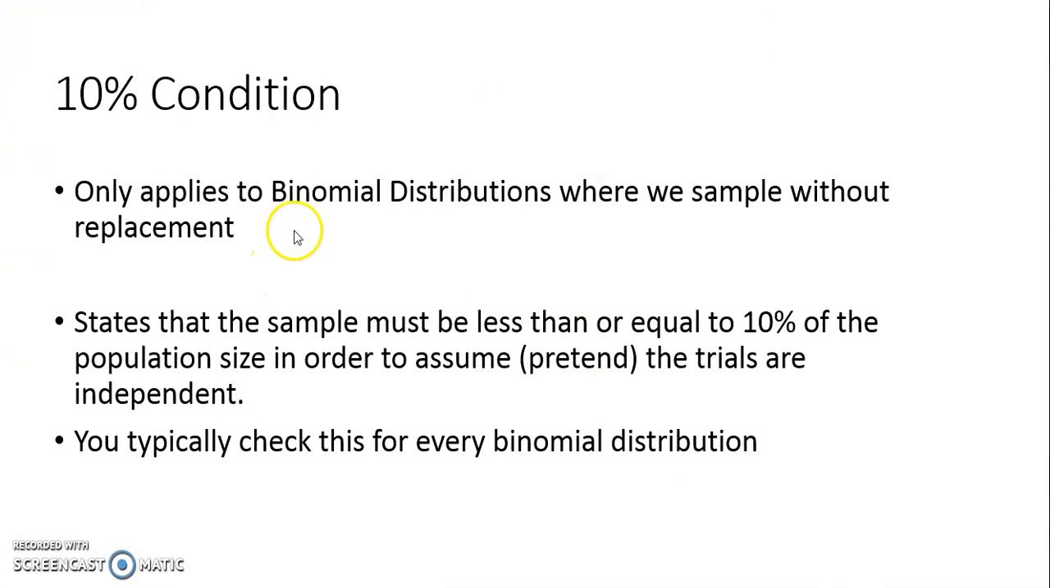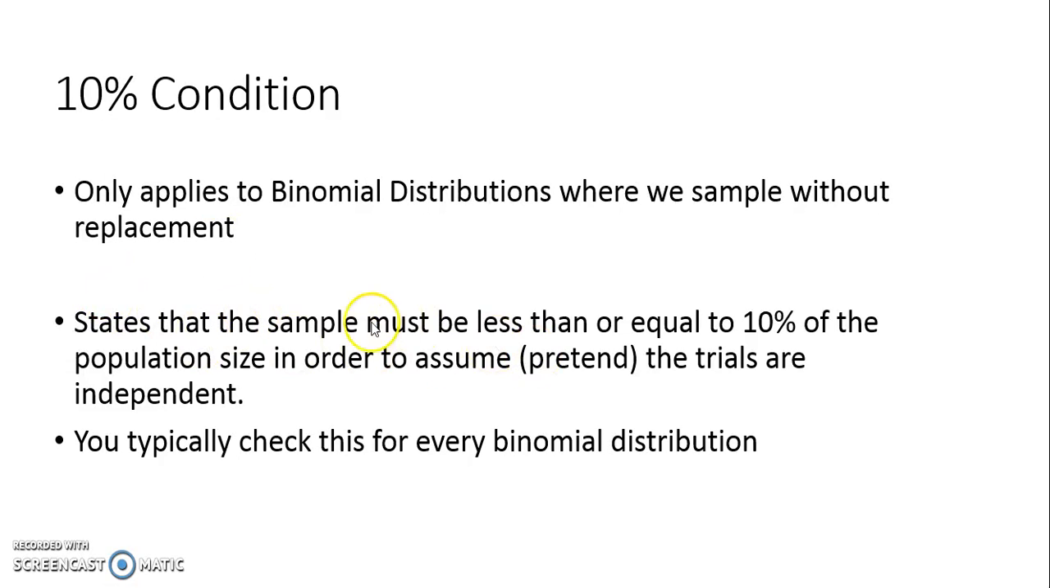So kind of keeping that in mind, the 10% condition only applies to binomial distributions. If we wanted to try to do it with geometric, it doesn't make sense because we don't have that set number of trials that we can compare to the population. We could potentially have many trials until our first success, and in that case, we have no way of limiting it, and we have no way of checking this 10% condition. So it only applies to binomial distributions where we sample without replacement. That's usually something to do with people. We're looking at people, and we're not putting them back because we don't want to count them twice.